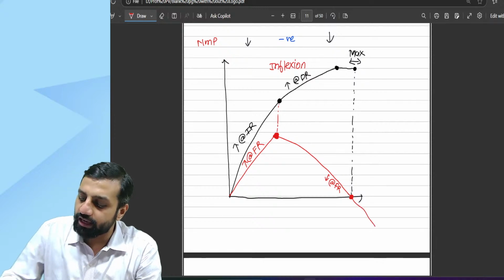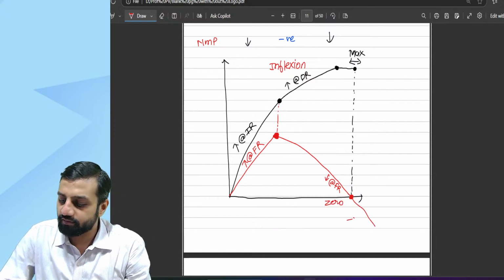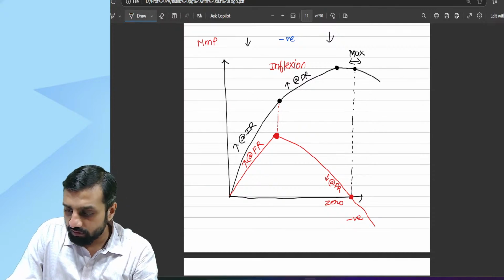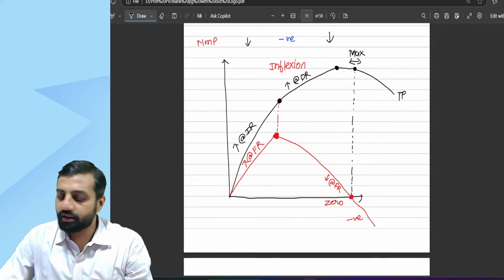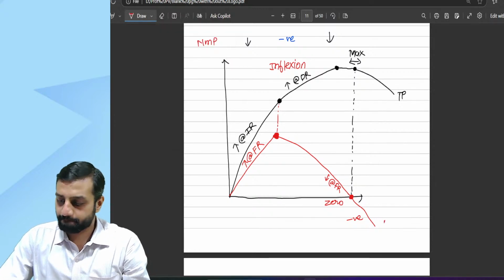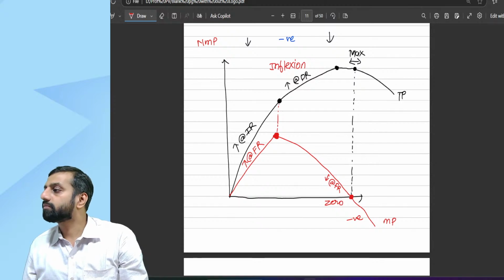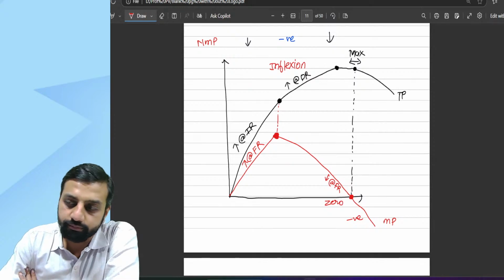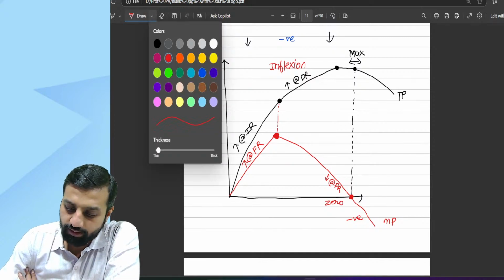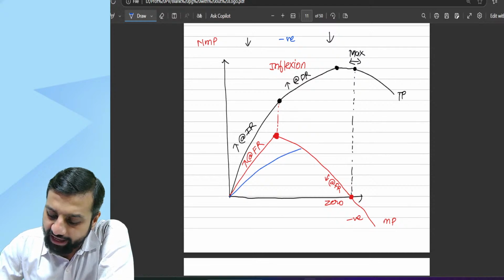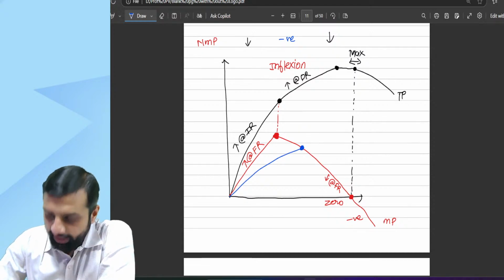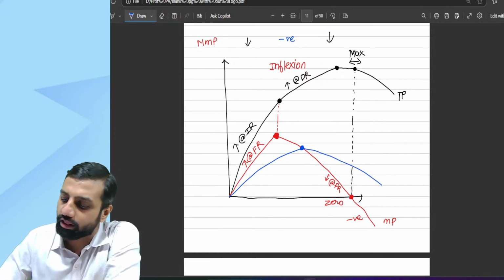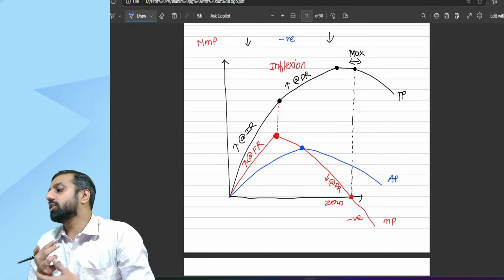Then MP becomes negative. And if MP is negative, TP will fall. Then comes the average product curve. AP rises, reaches its maximum point, and then it falls. This is your AP curve.